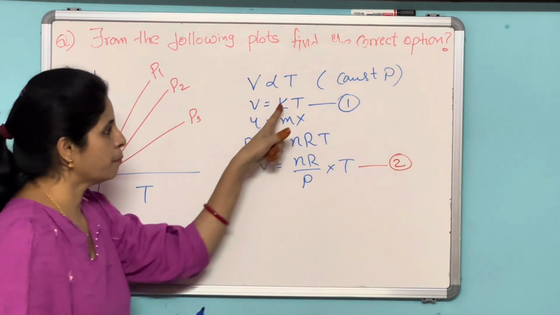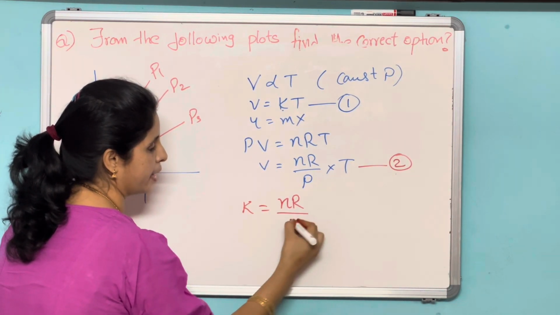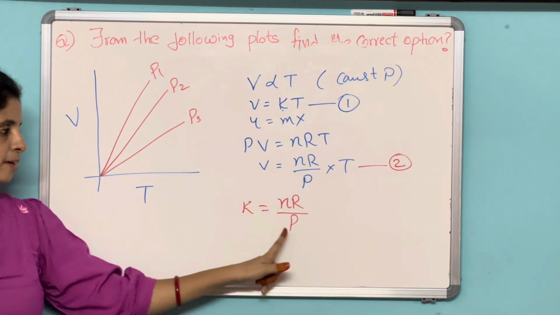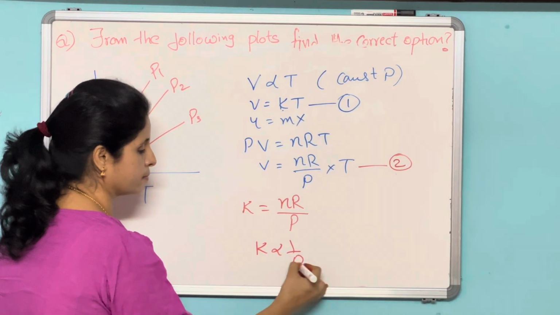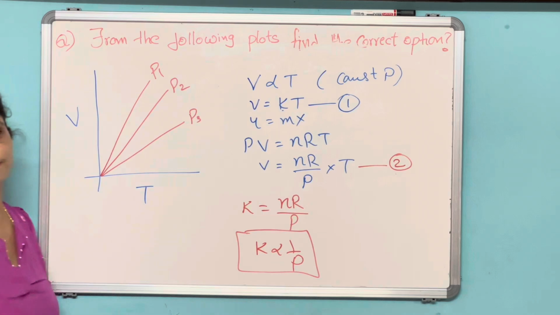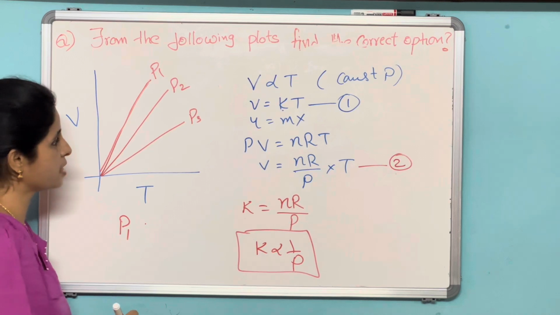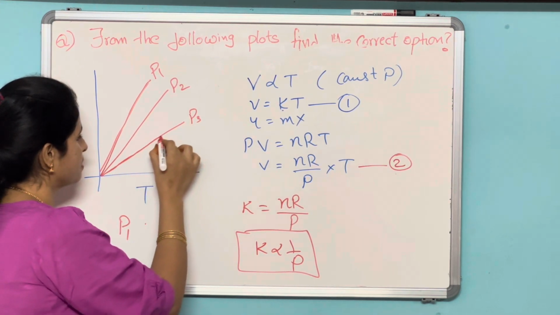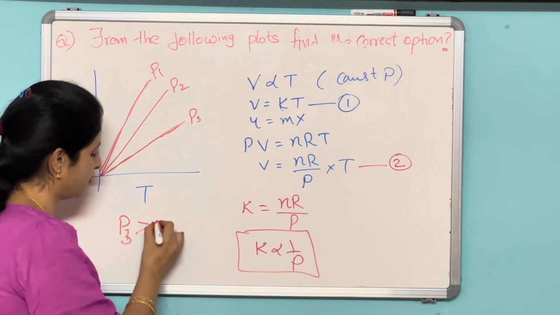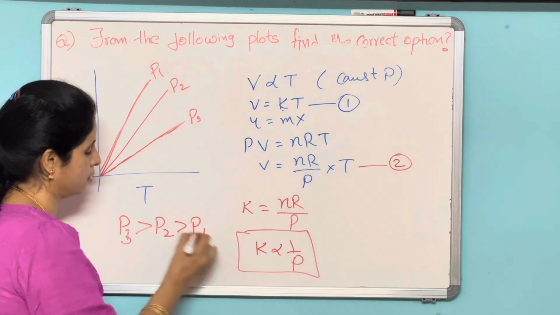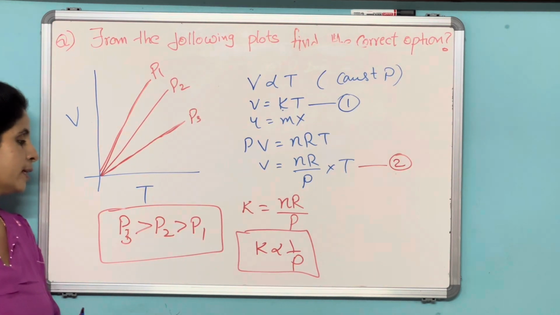Now if you compare these two equations, what is the value of K? K is equal to nR by P. Now what is the relationship between K and P? If you look carefully, K is inversely proportional to pressure. That's it. Now more slope, less will be the pressure. Which has more pressure? P3, the slope is less, the pressure is more. So P3 greater than P2 greater than P1. Your option will be P3 greater than P2 greater than P1.